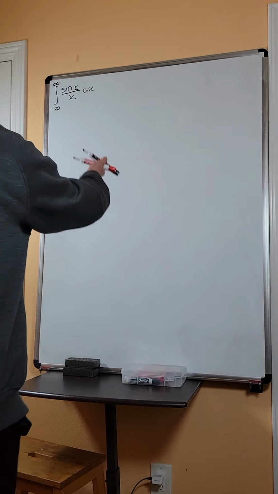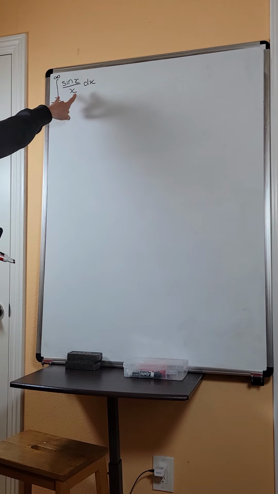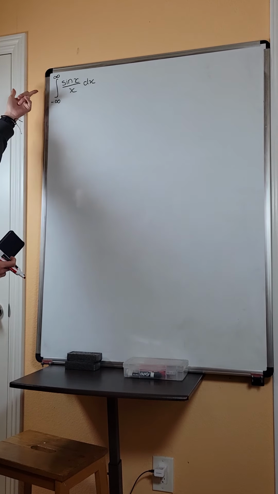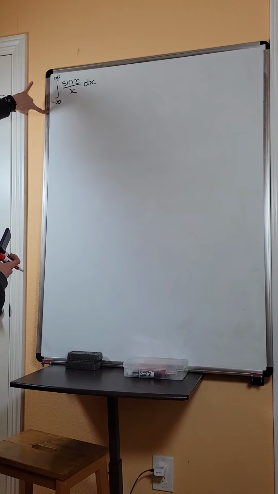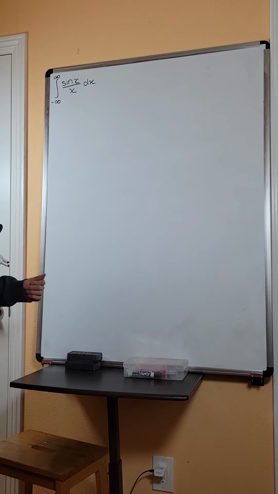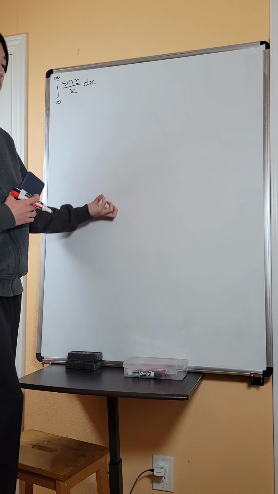This right here is what we call the Dirichlet integral. And it looks pretty funky, right? This right here is a non-elementary integral, and it's not just that, it's improper as well, since the bounds approach negative infinity and infinity. So how do we solve this? Well, we can't just go ahead and integrate it normally.